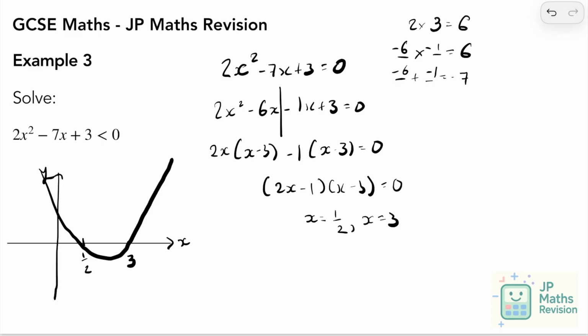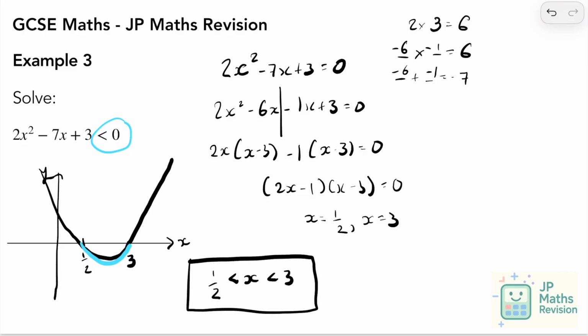So this time we're looking at the values of x where the graph is less than 0. So again, we're going to be looking below the x-axis. So I'm looking at these values here. So these are the values of x that are between 1/2 and 3. So I'm going to say 1/2 is less than x is less than 3, and that is the answer to this question.